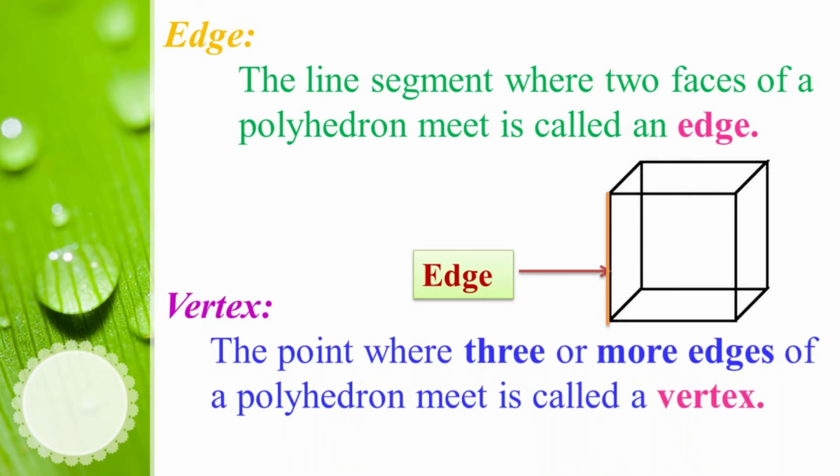Vertex. The point where three or more edges of a polyhedron meet is called a vertex. Here is one of the edges and this is another edge and this is the third edge. Three edges are meeting at this point. This point is called the vertex.